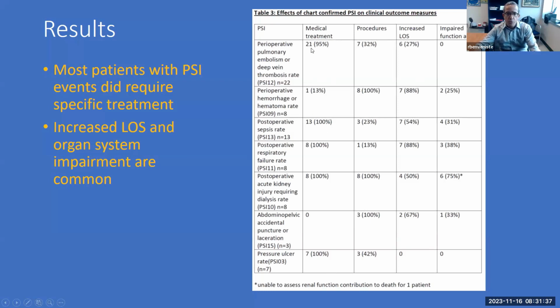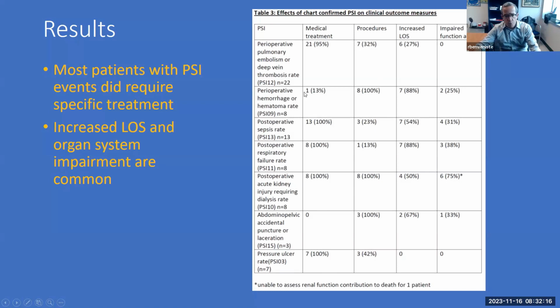Almost every patient who had a chart-confirmed patient safety indicator event actually did require medical treatment, in many cases surgical treatment, or a procedure done because of the complication. For PE or DVT, there was a thrombectomy, a bunch of IVC filters. Pretty much every patient with a postoperative hemorrhage needed to go back to surgery. In some cases, not so much. Most pressure ulcers just required local treatment. A few patients required debridement.